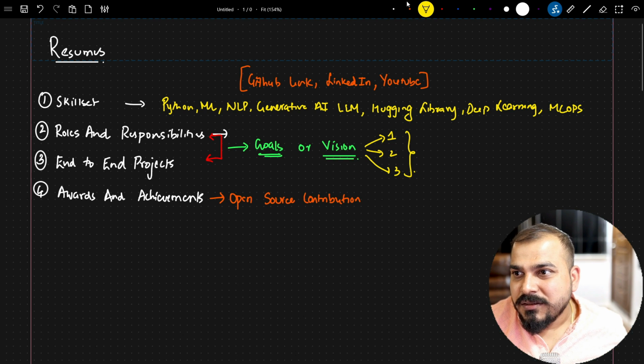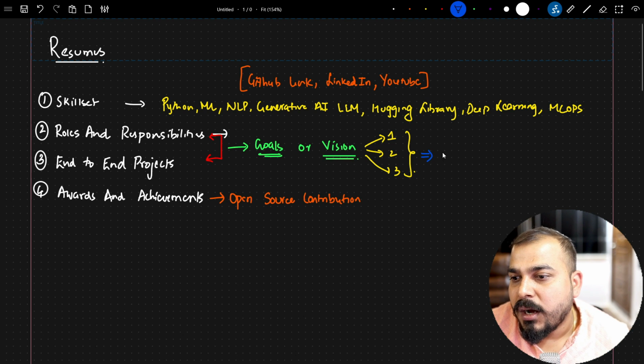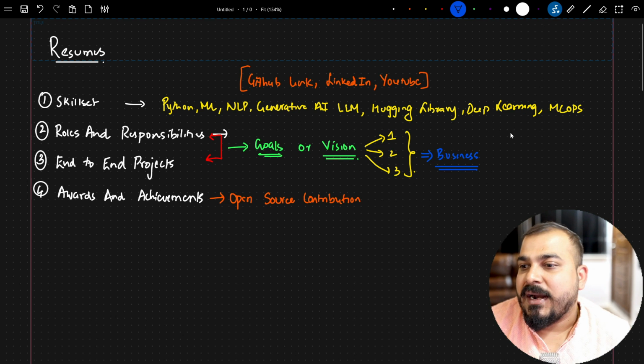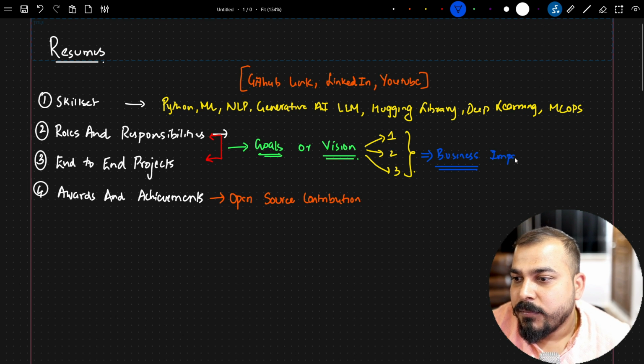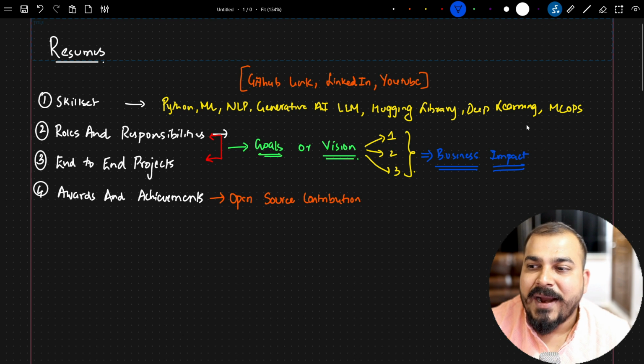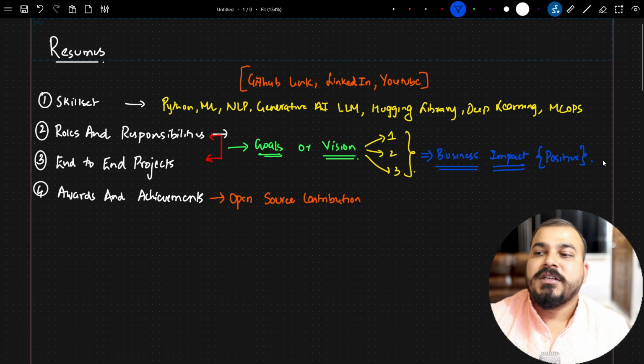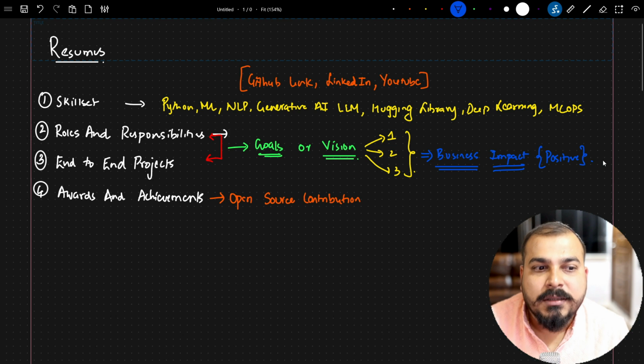Because here, you are specifically talking more about the business, okay? What business impact you are basically creating, right? Obviously, it should be a positive impact, no negative impact, okay? No negative impact, always a positive impact. So that vision, you specifically need to specify in roles and responsibility and end-to-end project.